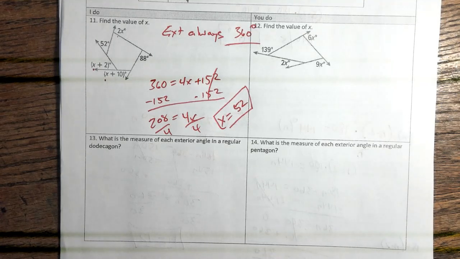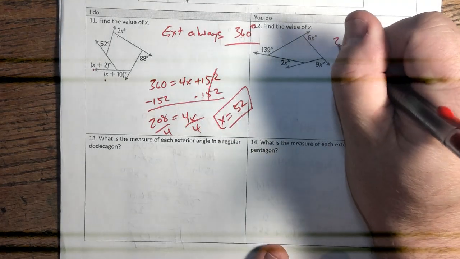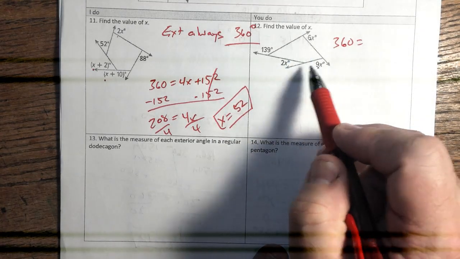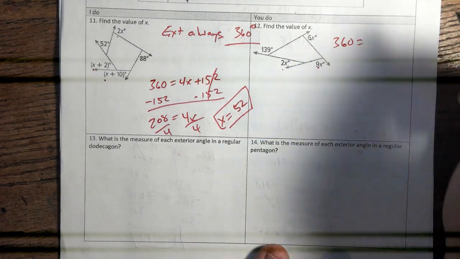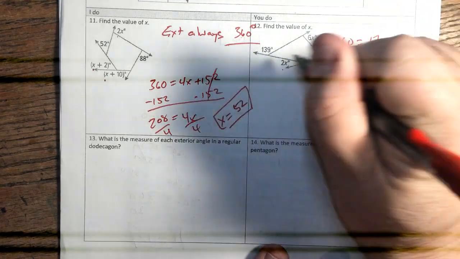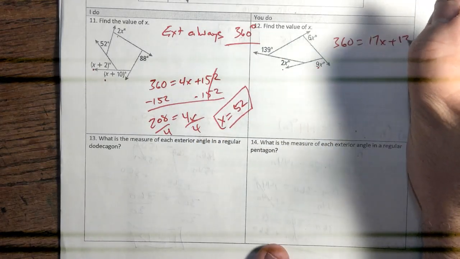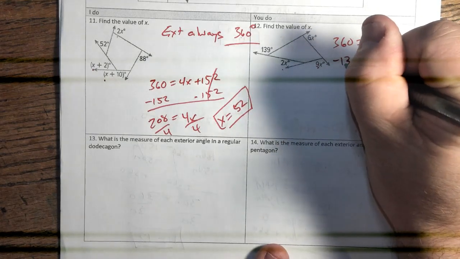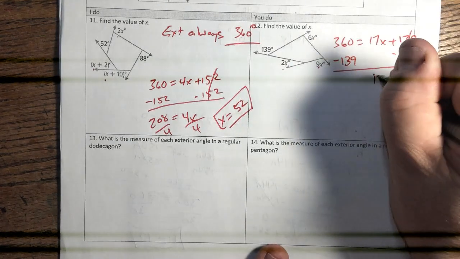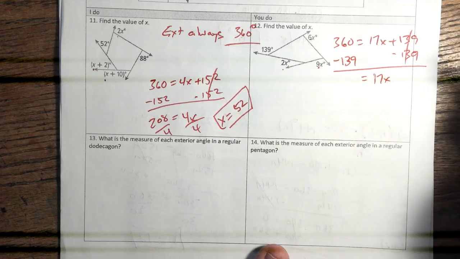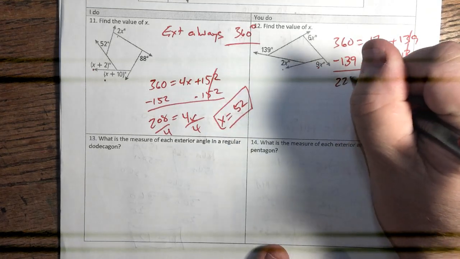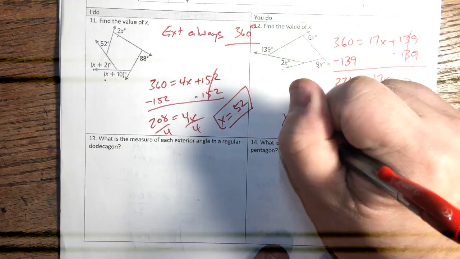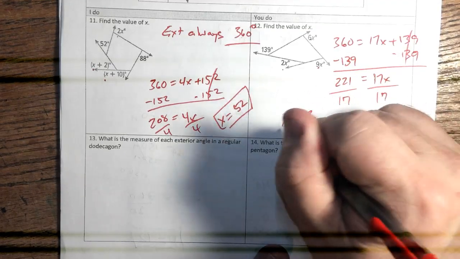All right, number 12, find the value of x. So again, 360 equals 6x plus 9x is 15x plus 2 more is 17x. And then we have 139. Going to subtract 139 from both sides. That's going to leave the 17x. 360 minus 139 is 221. Divide both sides by 17. x will equal 13.